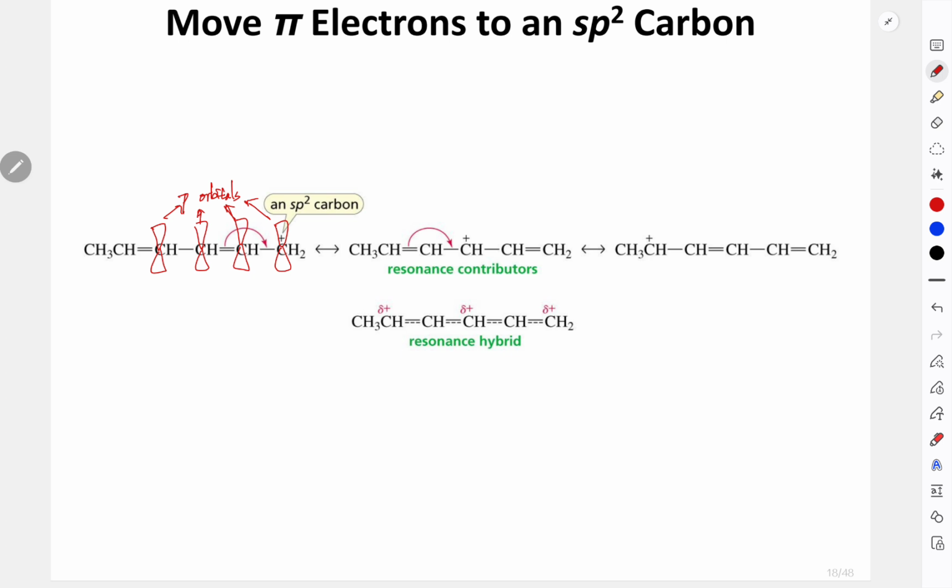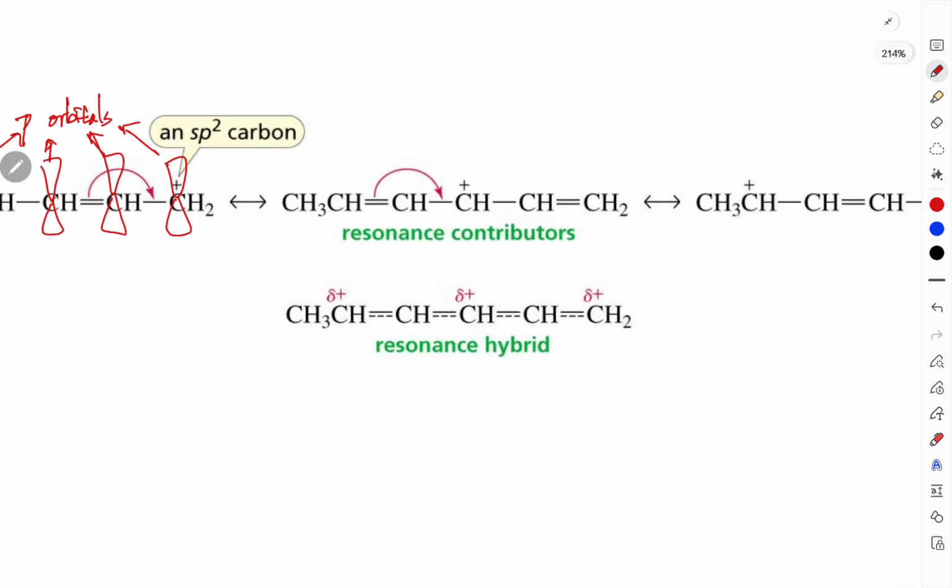Then combining these 3 resonance contributors, you should be able to draw a resonance hybrid reflecting all 3 pieces of information. So you have a positive charge on this carbon and this carbon. You have to designate delta plus on each carbon as well. And considering the double bond character, you can draw the partial double bond character across all carbons.